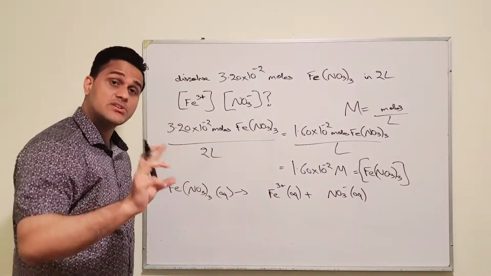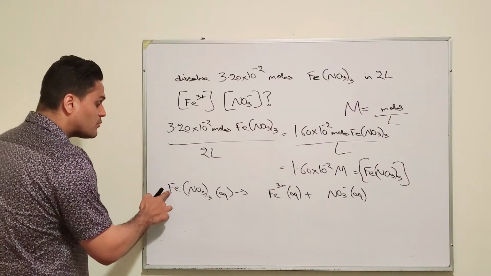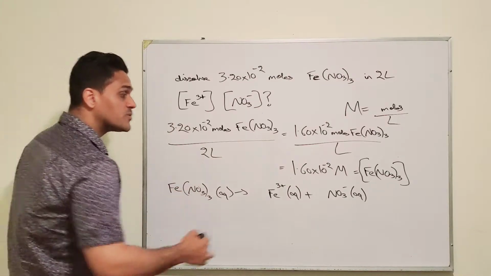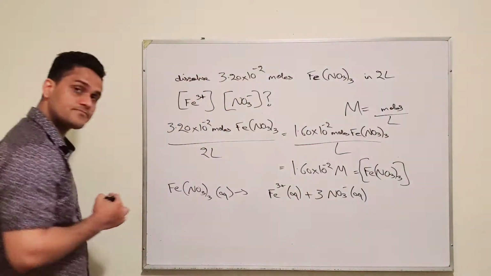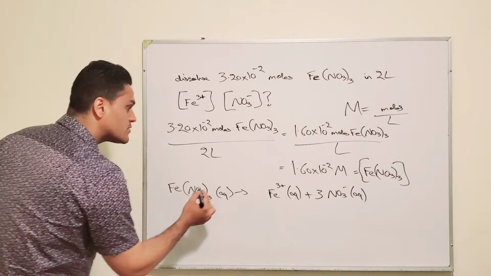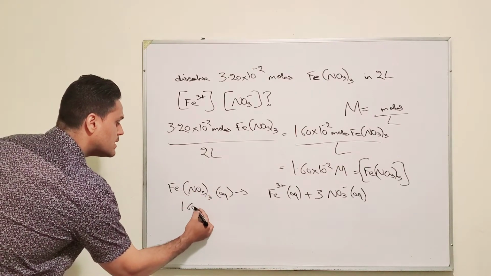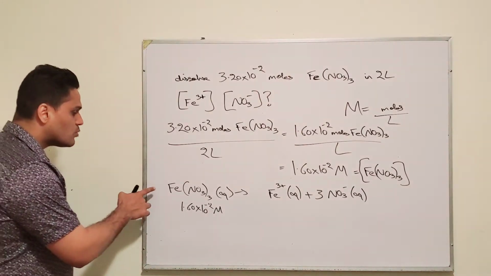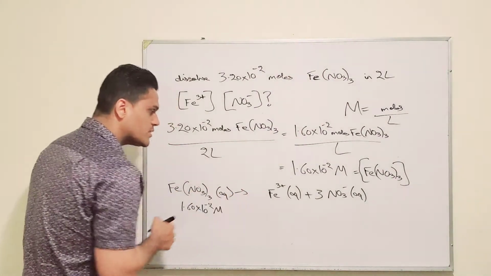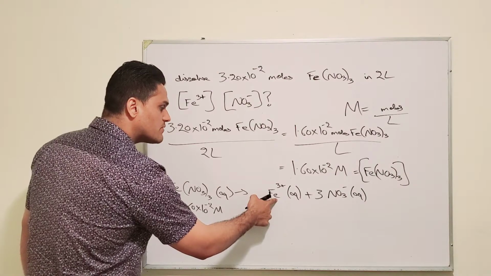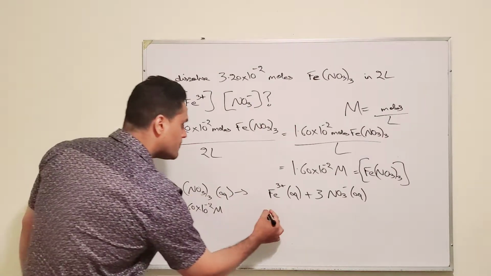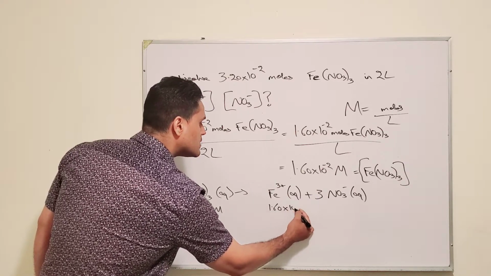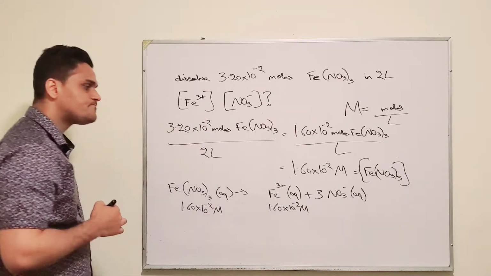But we just need to make sure the equation is balanced, okay? I have one Fe, so we're good for that. For NO3, I have 3 of them, so we need to put 3 in front. Concentration of FeNO3 was 1.60 times 10 to the power minus 2. Now the molar ratio is 1 to 1 for this. That means the concentration of Fe3+ will be the same. So Fe3+ is just going to be 1.6 times 10 to the power minus 2.